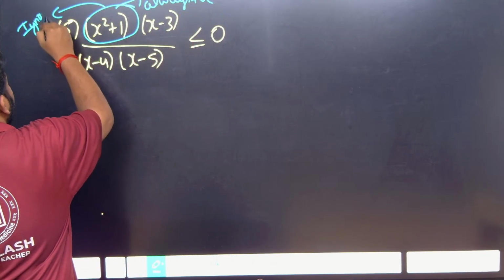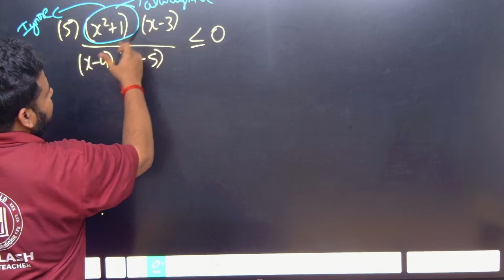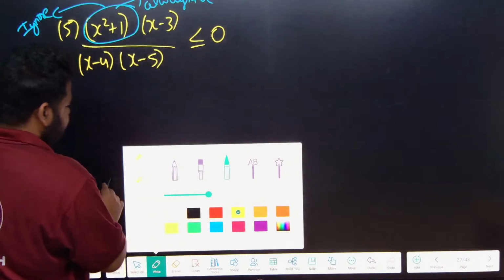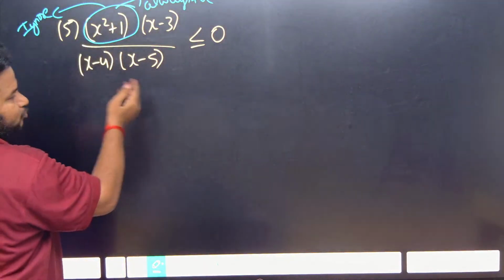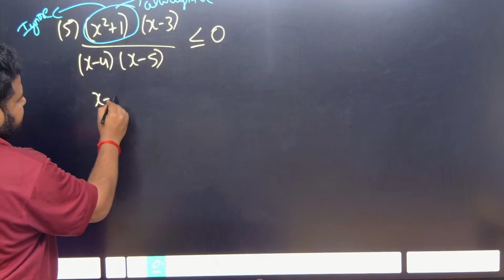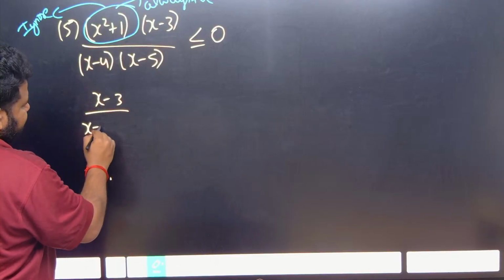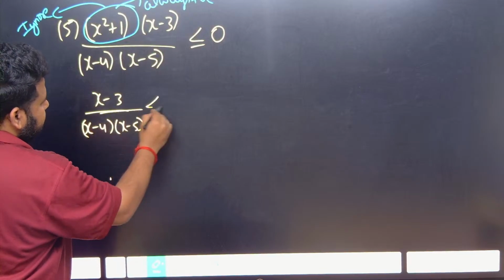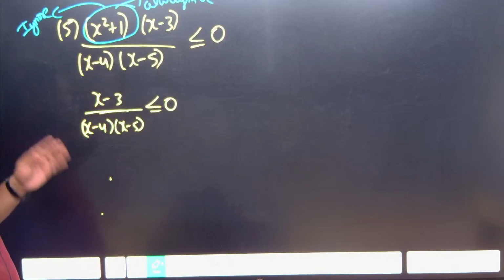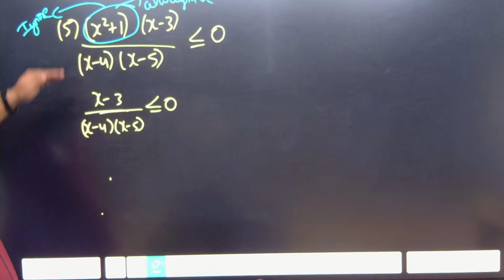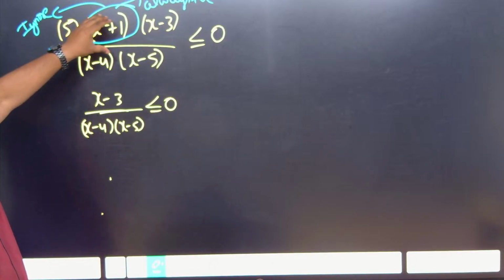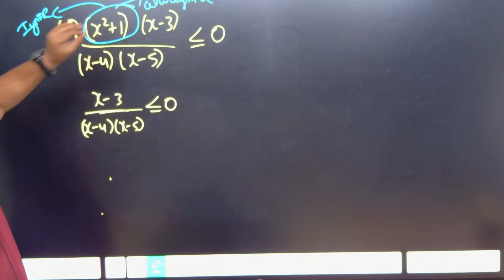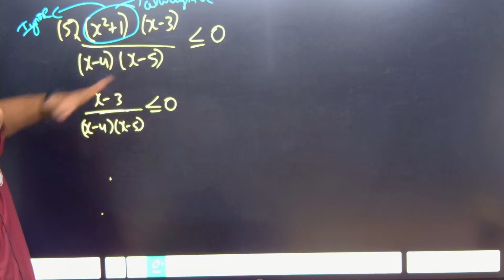You have to apply the Wavy Curve method for the remaining values. So you will not consider that in the vanishing points. So rest what I am having, x minus 3 by x minus 4 into x minus 5 is less than or equal to 0. See, understood how with the increasing difficulty of the questions we are learning some new concepts. x square plus 1 is non-factorizable and always positive, so ignore this and move forward with the remaining factors.